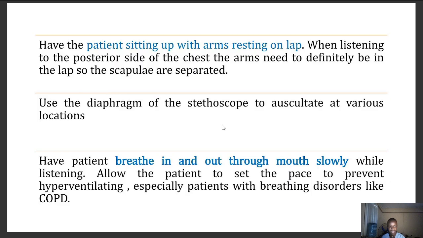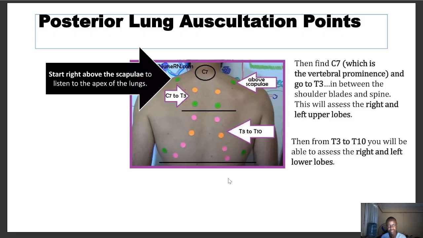So while they are breathing in and out, allow them to set their pace. Don't tell them to breathe this way. At some point, they might start hyperventilating, and we know that hyperventilation is not a good thing. It might cause other problems. We can talk of issues like respiratory alkalosis. So you need to allow the patient to set the pace so as to prevent hyperventilating.